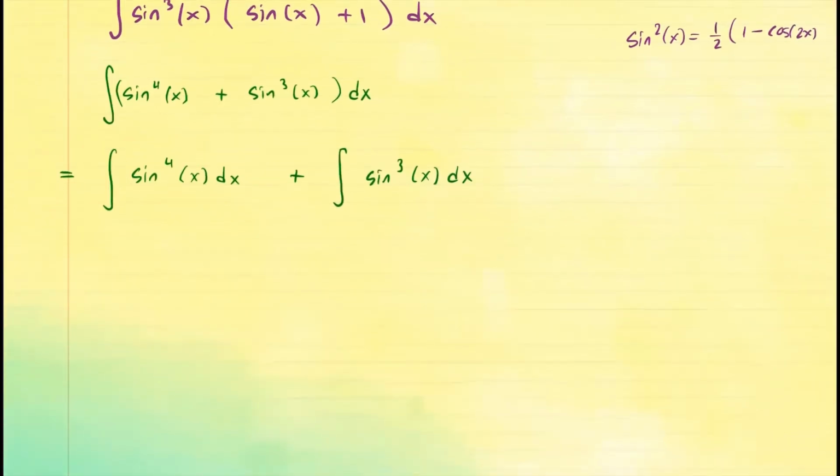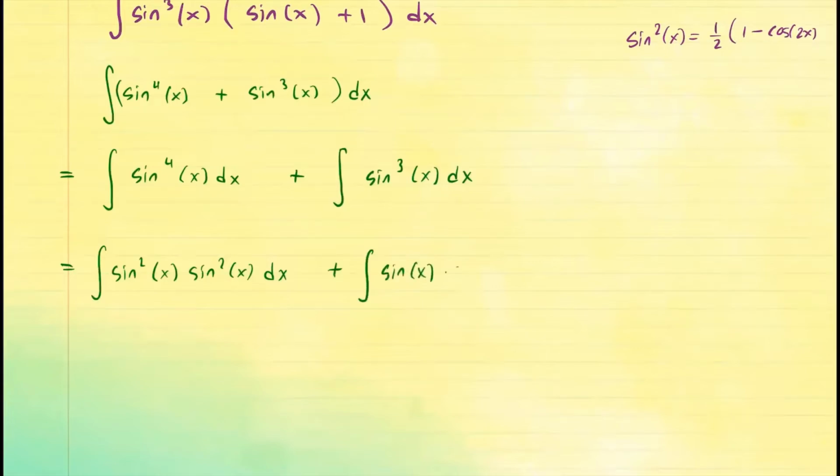So I'll split it up into powers of 2. We can rewrite the first integral as sine squared x times sine squared x, because that is sine to the fourth power x. The second one, I'm going to do a little bit of rewriting. I'm going to pull out one of the sine x, so you have sine x, and then you rewrite sine squared x.